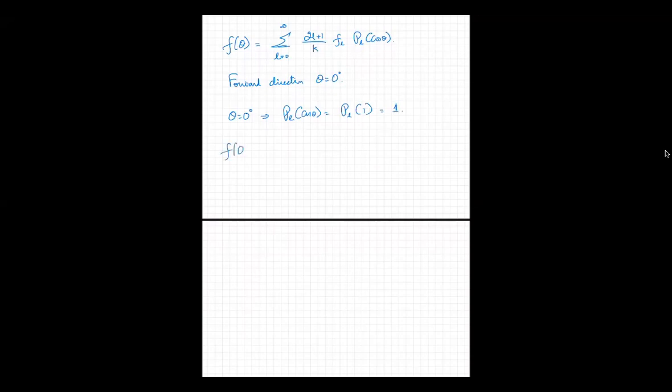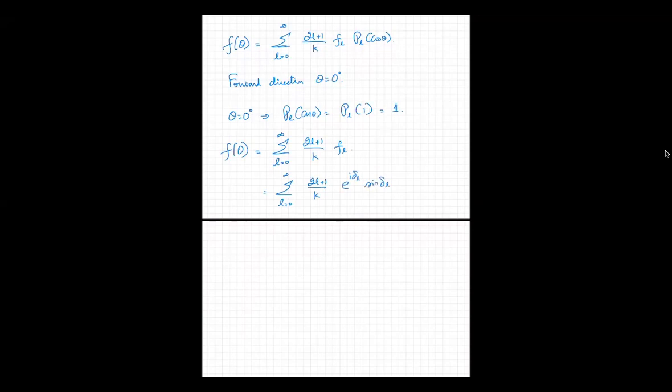So if I write down the scattering amplitude at theta equal to 0, this simplifies to the sum of (2L plus 1) over k times f_L. Okay, the P_L of cosine theta is simply equal to 1. So what is this? This is equal to the sum from L equals 0 to infinity of (2L plus 1)/k times f_L, and f_L is e to the i delta_L sine delta_L. So I can write this as this.